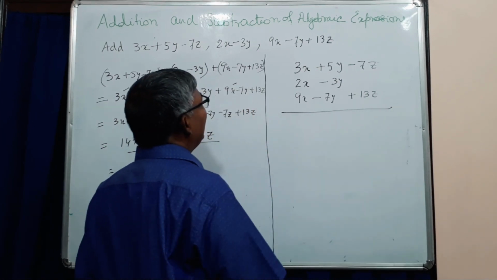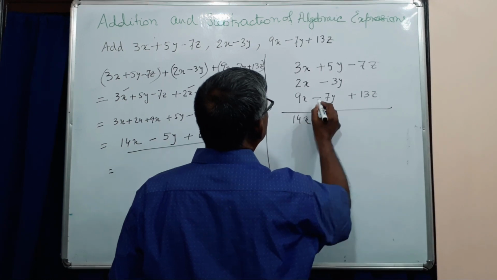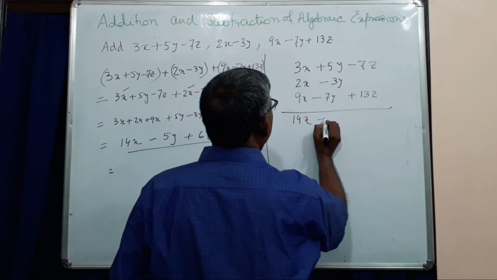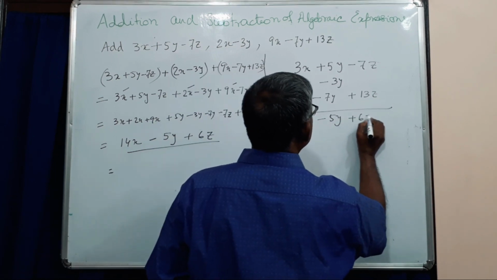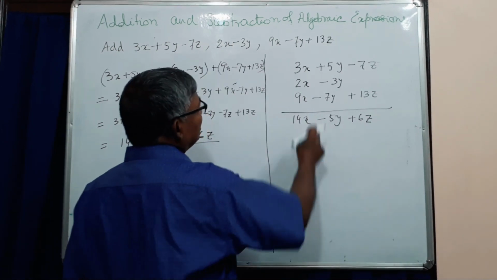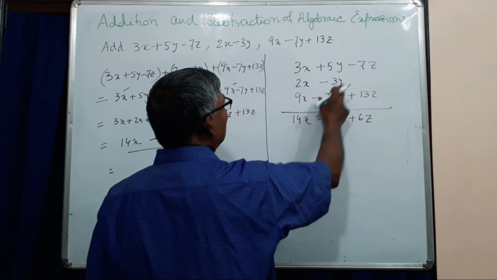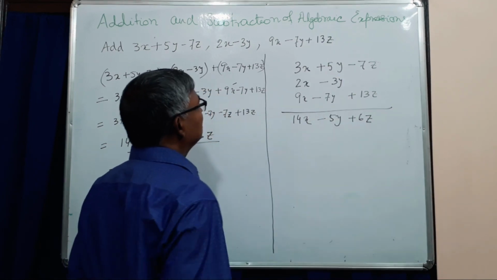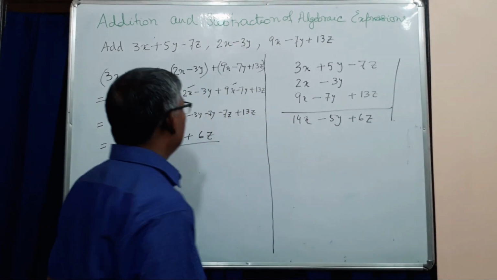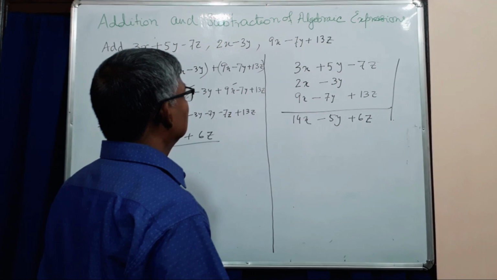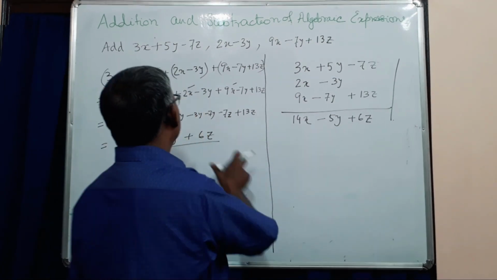So now add. Here 14x minus 5y plus 6z. Here you see minus 3y minus 7y, so minus 10y plus 5y. So in this way you can solve this, and obviously it takes less time than that of this.